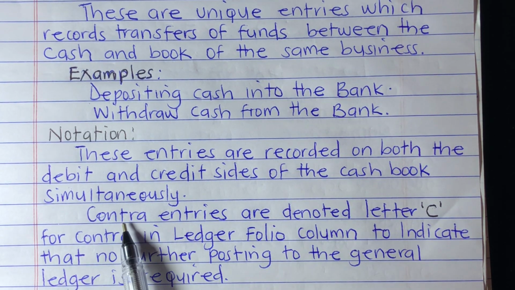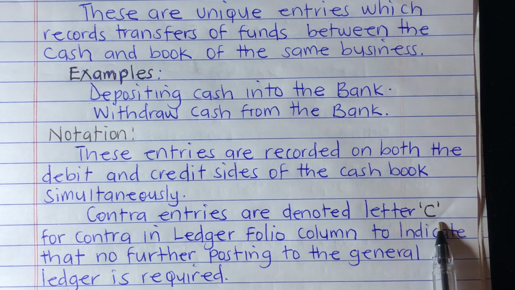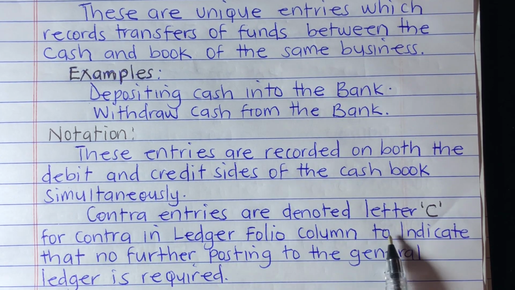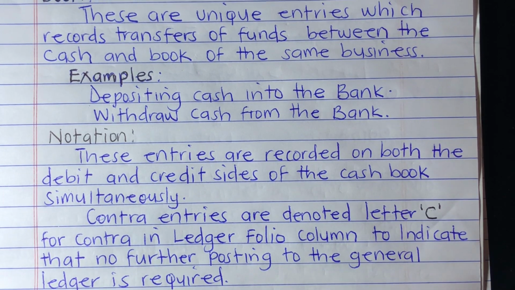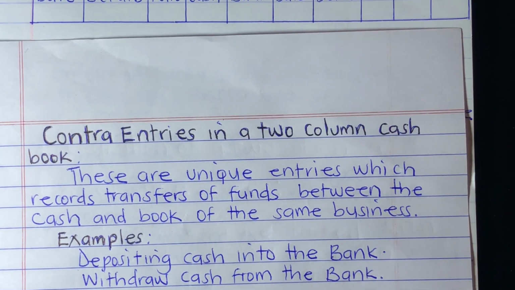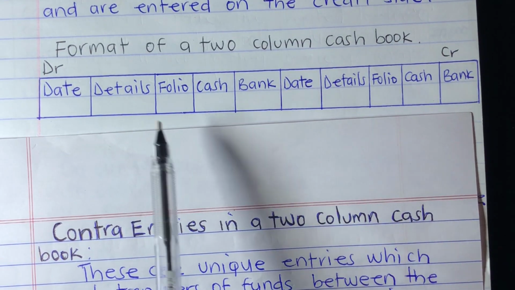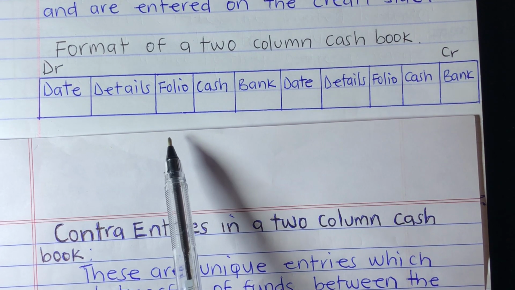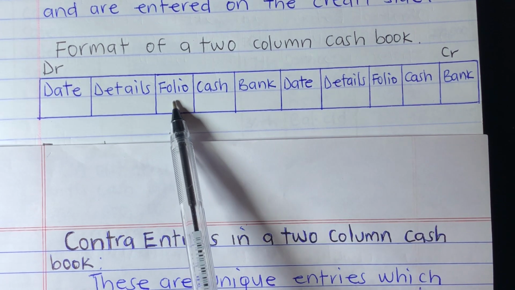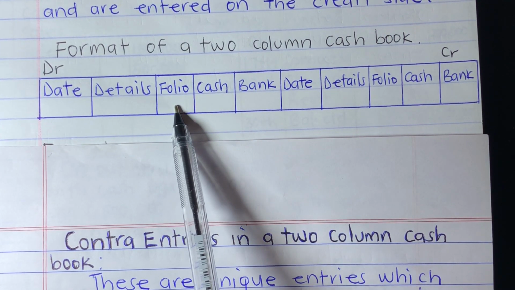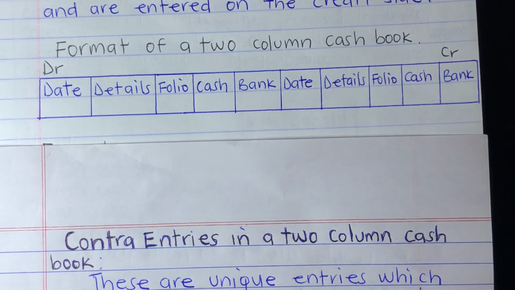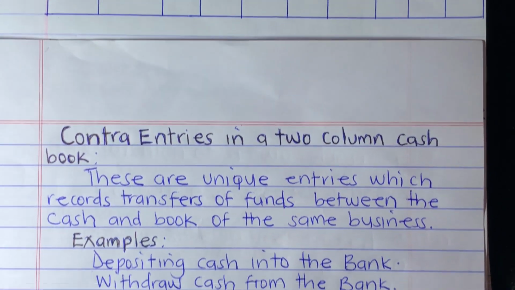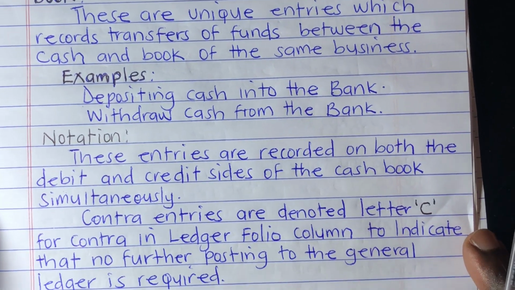Then we have a note also here. Entries are denoted by the letter C for contra in the ledger folio column to indicate that there is no further posting into the general ledger required. So after noting that this is, let's say, a contra entry, when you're recording depositing cash into the bank, you have to put a C in the folio section. You put a C to show that it was a contra entry and there is no further posting in the ledger. So that is why we denote it by a contra entry. So that is contra entries.